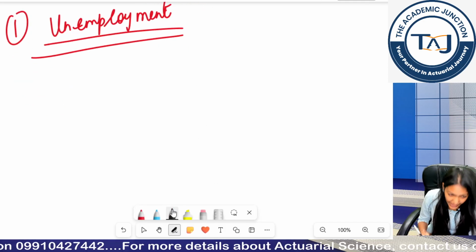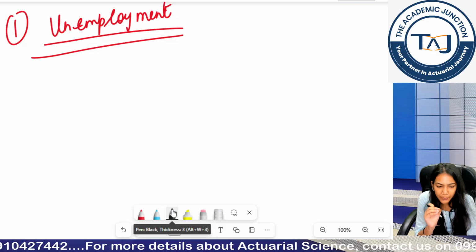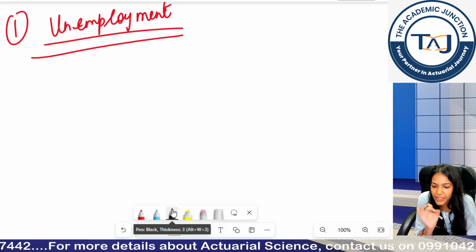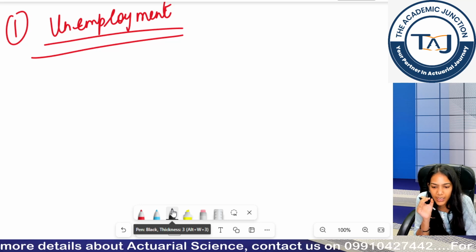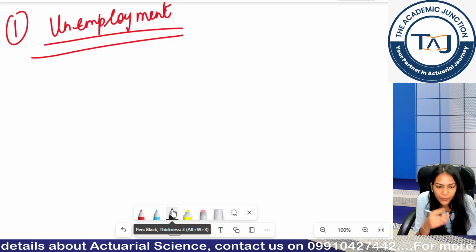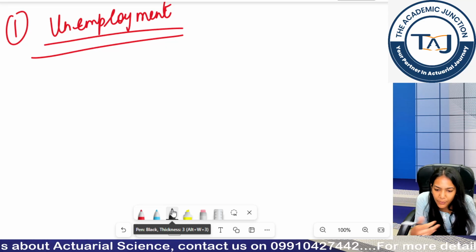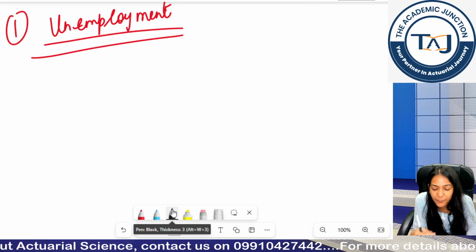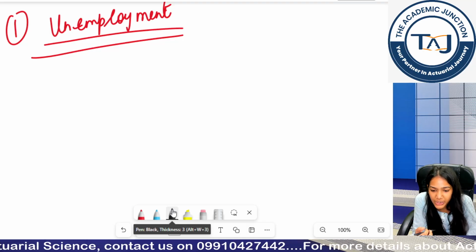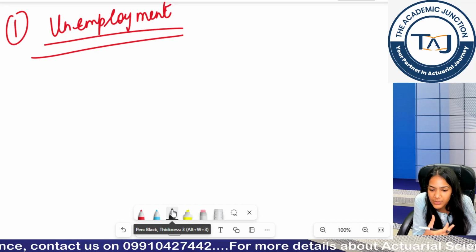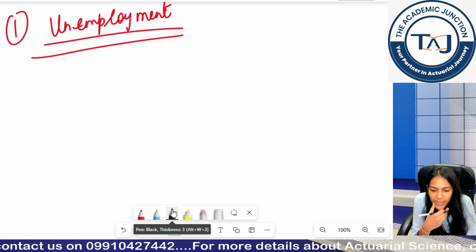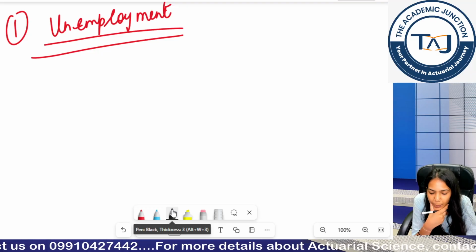So look, I am writing the definition of unemployment. Please note that the definition of unemployment is quite controversial. Why? Because there is a lot of controversy and doubt about what should be included in unemployment and what should not. For example, a common question is whether a housewife who is cooking in the house is called unemployed or not.